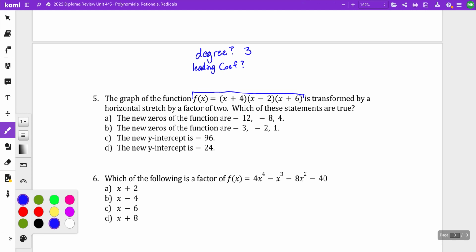Okay, your leading coefficient comes from those first terms all multiplying together, right? So this would be 1x times 1x times 1x, which would give you 1x to the power of 3, meaning the leading coefficient would be 1.